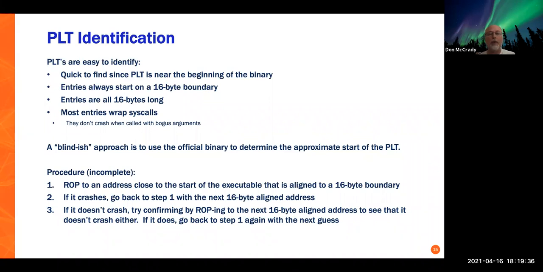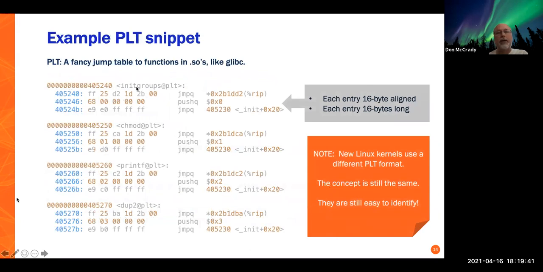The important thing about what's in the PLT, let me go back to my example, is that most of these wrap system calls. What that means is, if you invoke them via ROP without setting up good arguments, with garbage for arguments, they won't crash. They may return an error code. They won't work, but they won't crash either. So if you execute this, it won't crash. It'll just return an error code. If you execute chmod, it won't crash. It'll just return an error code.